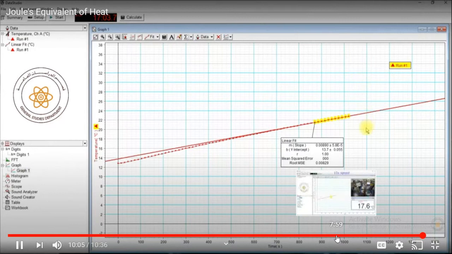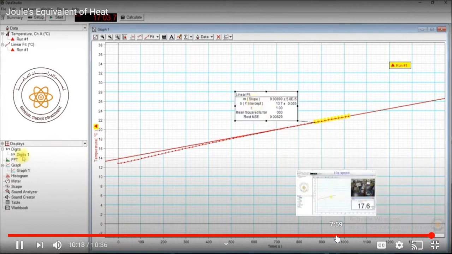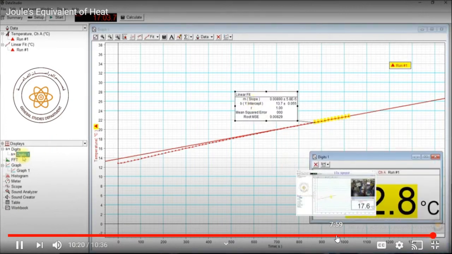Let us take the slope with the value that is displayed on the screen. Also, do not forget to record the final temperature of the water in your data sheet. From here, you can take a screenshot of the graph so that you can submit it with your report.